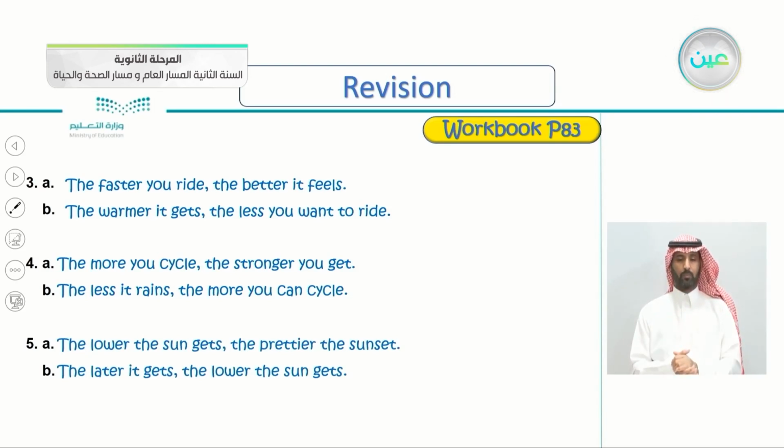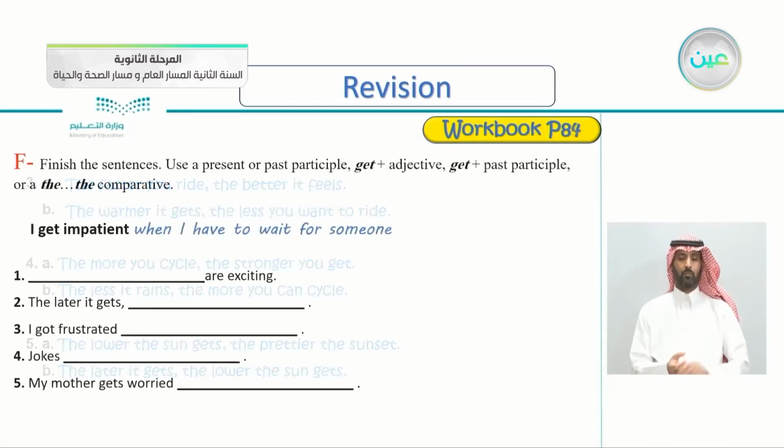Why does the sun get lower? Because it's getting late. Again, the lower the sun gets, the prettier the sunset. And the other one, the later it gets, the lower the sun gets.